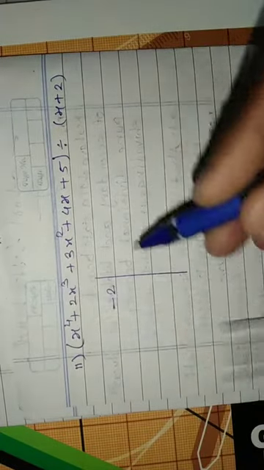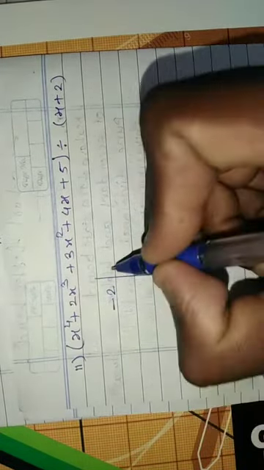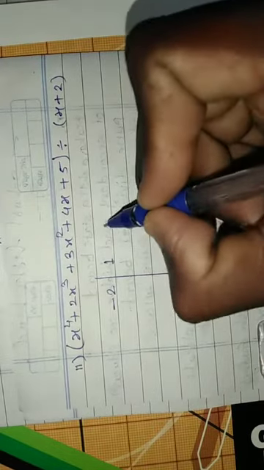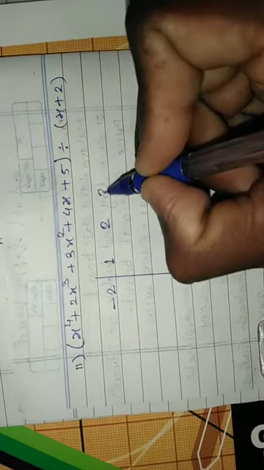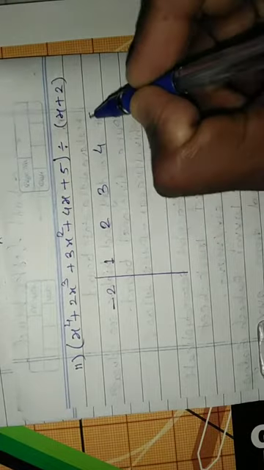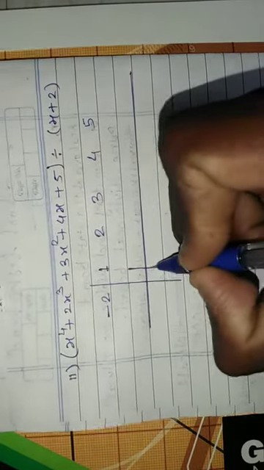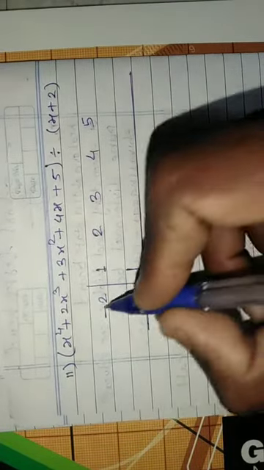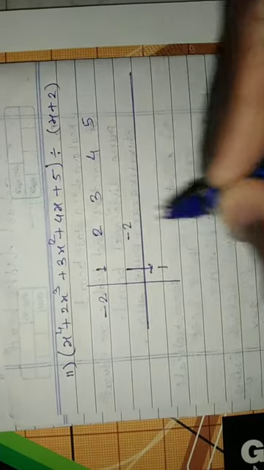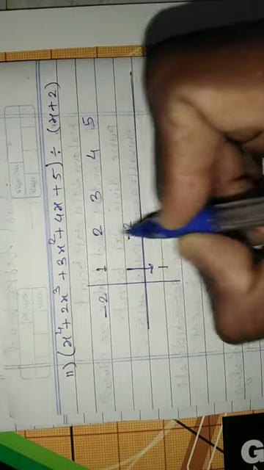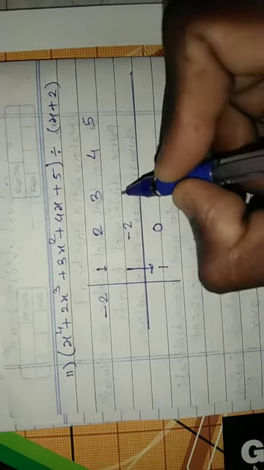After that, we write the coefficients from the given polynomial: 1, then 2, then 3, 4 and 5. Then write the same way. Write this 1 as it is. Then multiply: minus 2 into 1 becomes minus 2. Then 2 and minus 2, plus 2 minus 2 becomes 0. Now minus 2 into 0 becomes 0.